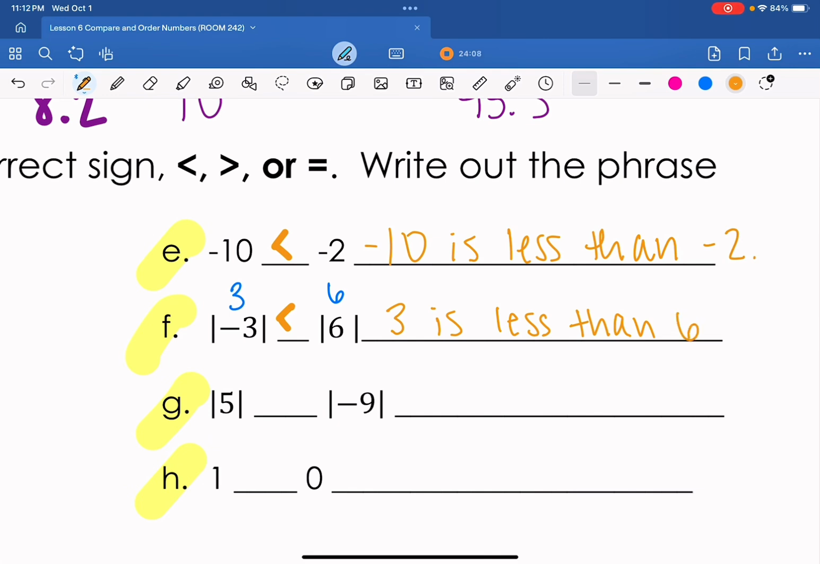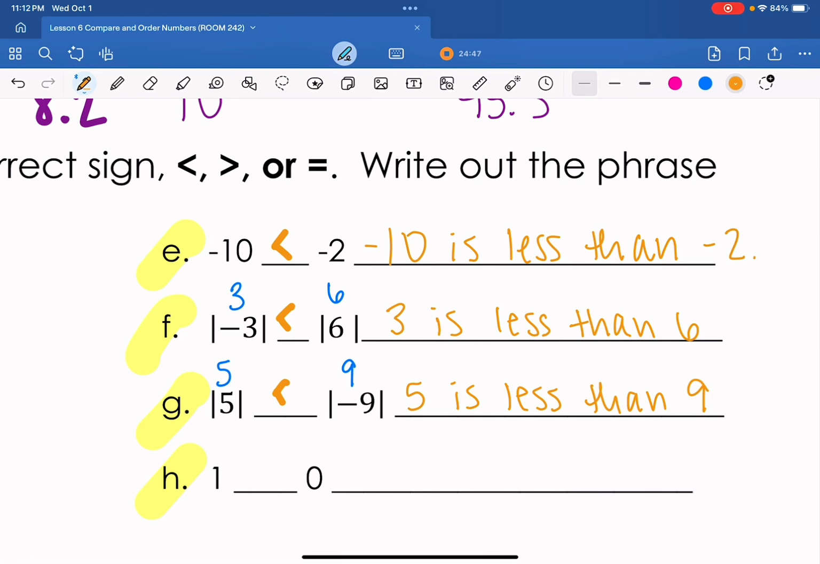Okay? For G, we have the absolute value of 5, which would be 5 because you moved 5 units. And we have the absolute value of -9, which would be 9 because we moved 9 units. Okay, 5 is less than 9. So to write that, I would write 5 is less than 9 because I'm talking about the value of the number. Is it smaller or is it larger?